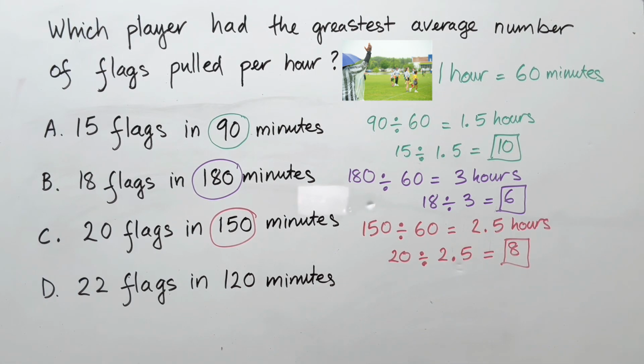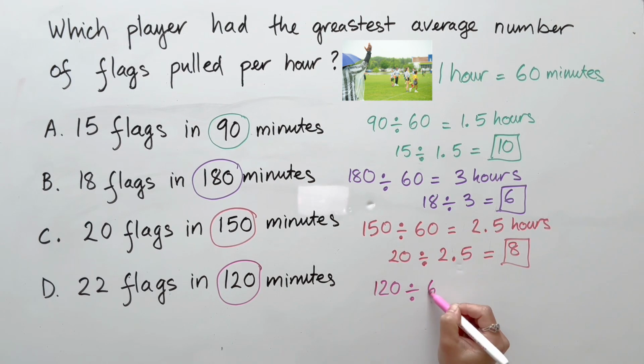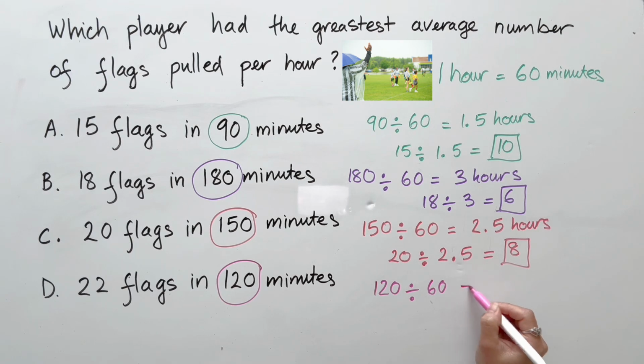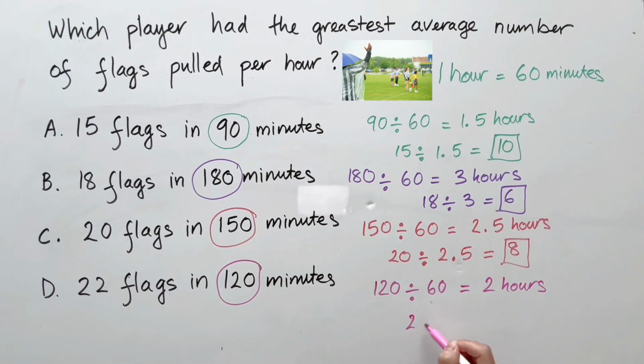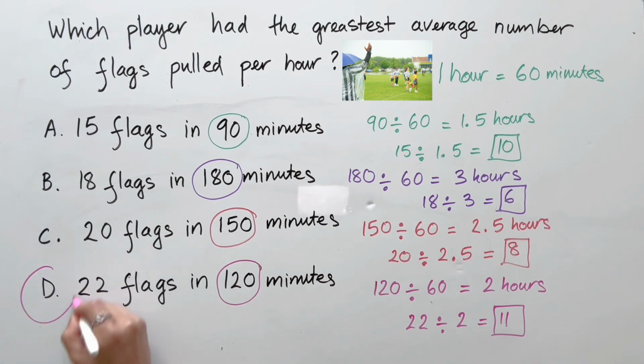And our last one is we will have 120. We divide by 60, which is 2 hours. And we have 22 flags here, so 22 divided by 2 is 11. So which player has the greatest average number? It's this one. It's D.